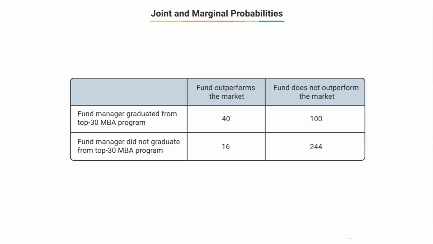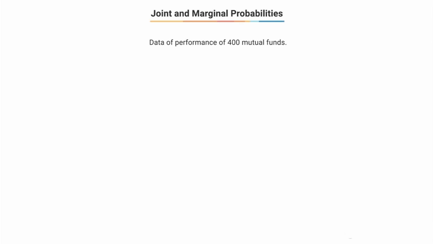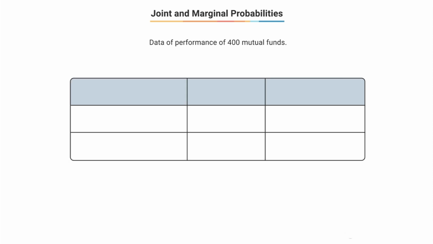The table here compares mutual fund performance against the rank of MBA programs from where the fund managers earned their MBA degree. Let's say we have the data of the performance of 400 mutual funds, and using that we create this table. Here we have created the table such that the data is divided into 4 parts. This is known as a contingency table.